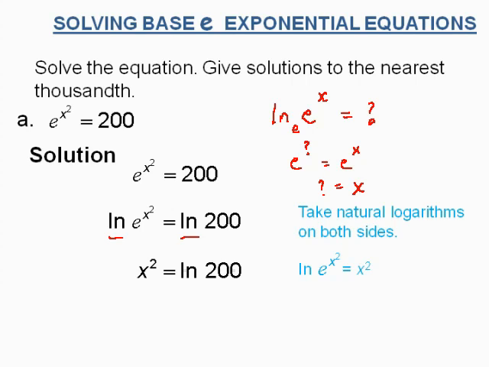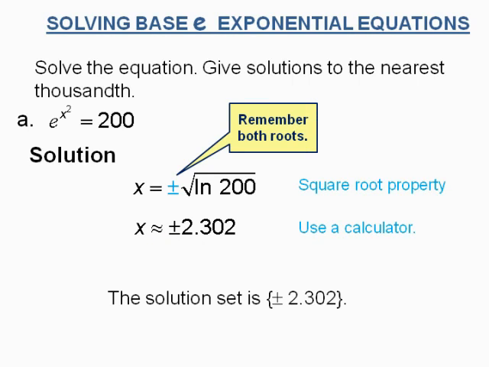So the question mark would be x. When you take the ln of e to any power, when that ln hits e, since they are inverses, there's that word undoes again, and it spits out that power very nicely. So you get x squared equals the natural log of 200. And of course, to get that, you have to take the square root of both sides. So you get plus or minus the square root of the natural log of 200. On your calculator, it should round to about plus or minus 2.302.